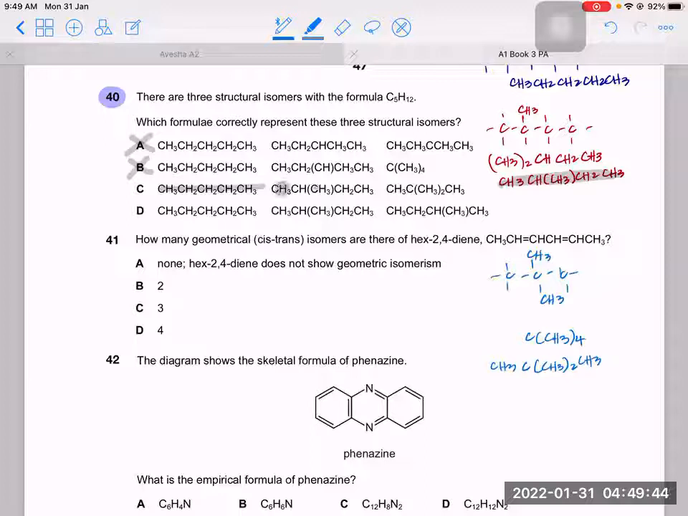CH3, CH3, CH bracket CH3, CH bracket CH3, CH2, CH3. Then this is a C with a CH3, a C with a CH3, a C with a CH3 twice, a C with a CH3 twice, and a CH3. Yes, this is correct. You see, this is the same as this. Yes. And this is your answer.